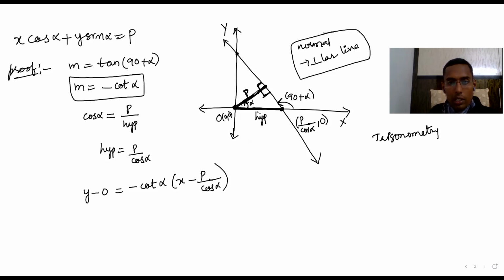Another thing is that the normal makes angle alpha. Normal means the perpendicular line to the given or required line. If you draw the perpendicular, it makes an angle alpha with the positive direction of the x-axis. These two pieces of information are given. When this is alpha and this is 90 degrees, the exterior angle equals the sum of the two opposite interior angles, so this is the inclination. When you have the inclination of the line, the slope is tan of theta. Theta is 90 plus alpha, so the slope is minus cot alpha.